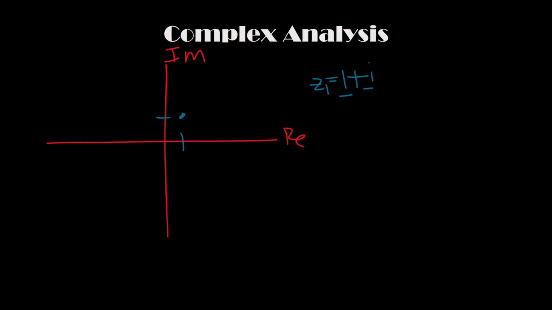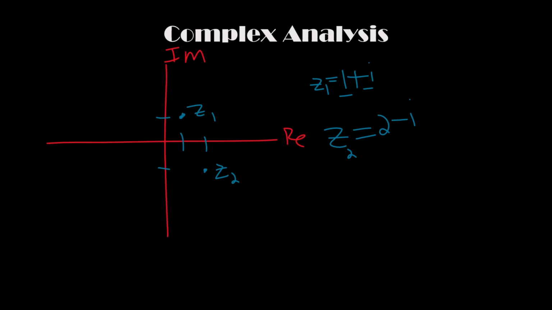Say we wanted to plot one other, just so we see where we're going with this. Say we call z2 equal to 2 minus i right here. We're going to go forward 2, and then because there's a negative in front of the i, we're going to go down 1. So that right there is z1, and that right there is z2. So this is how we plot points in the complex plane.